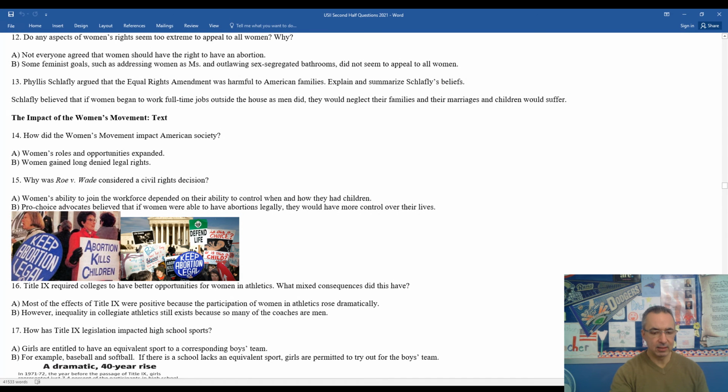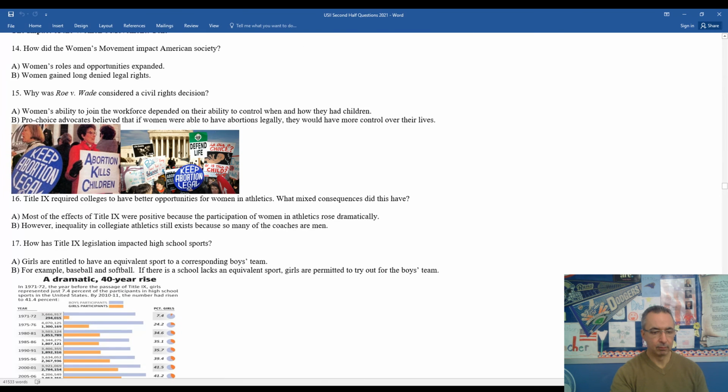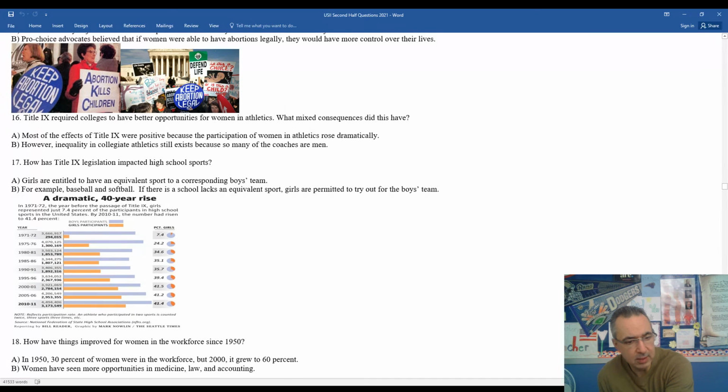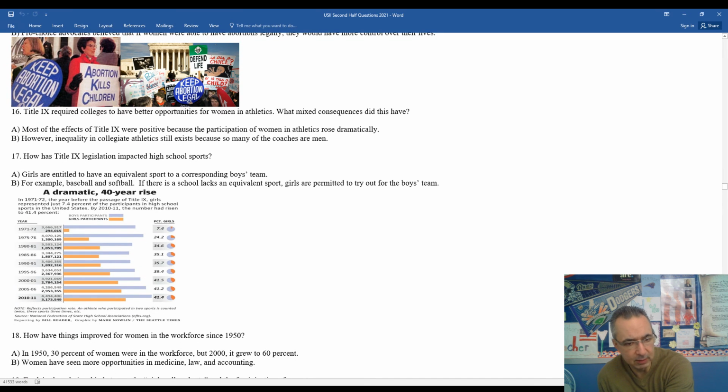How has Title IX legislation impacted high school sports? Girls are now entitled to have an equivalent sport to a corresponding boys' team at the high school level. So, for example, baseball and softball. If the school lacks an equivalent sport, girls are permitted to try out for the boys' team. So if there's only a boys' soccer team, then the girls could also try out for the boys' soccer team. But because there's a split of the sport with a boys and girls team, then you have to play in your equivalent gender-based team. Over the past 50 years now, we've seen a dramatic increase in the number of young women participating in sports.